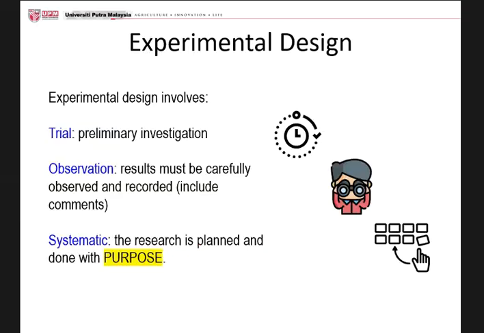So experimental design involves trial, preliminary investigation. This is also true for source design. Then observation: results must be carefully observed and recorded, including comments, systematic. The research is planned and done with purpose.